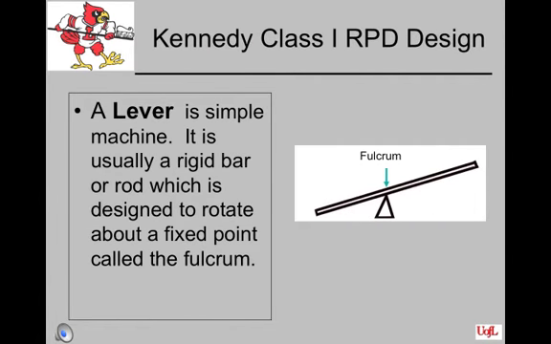A lever is a simple machine. It's usually a rigid bar or rod, which is designated to rotate about a fixed point called a fulcrum. Our removable partials operate under some of the principles of levers. If you don't remember how this operates or how it works, go to the biomechanics lecture that's on Blackboard and refer to those principles.